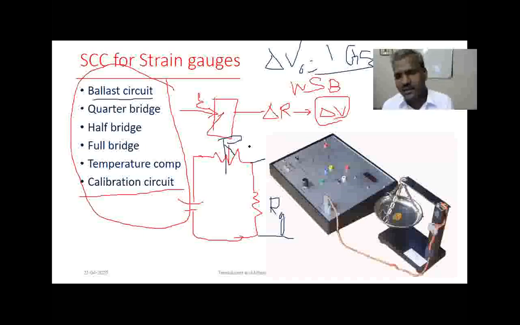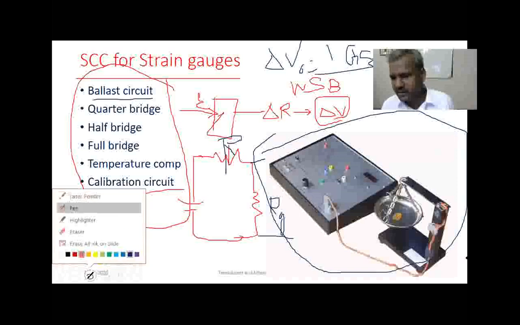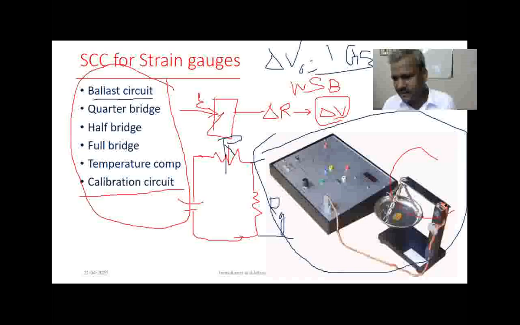Next, this is a laboratory setup in our transducer measurement lab. This is a cantilever beam. This end is fixed, this end is free. We can apply force using known calibrated weights: 100 gram, 20 gram, 30 gram, 40 gram, etc. You can place weight here. When we apply load, increasing the load, the strain develops at the two strain gauges bonded here.